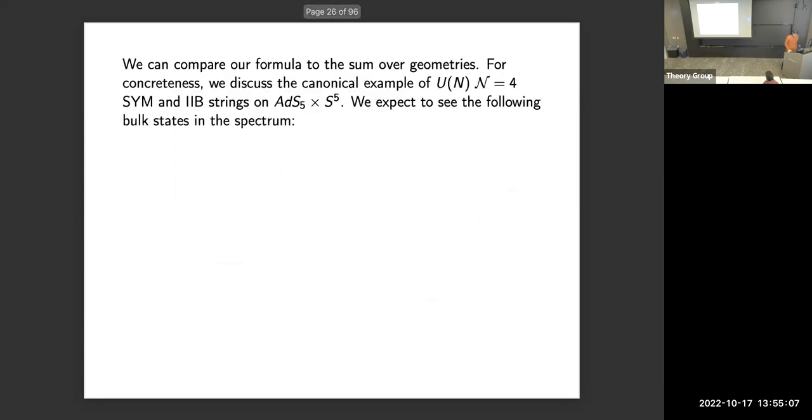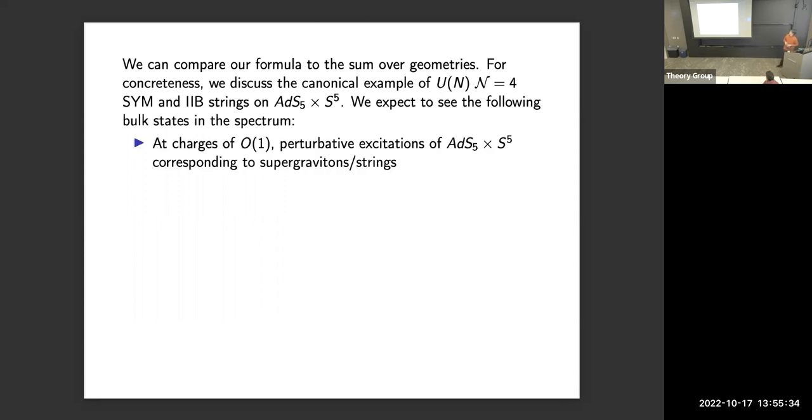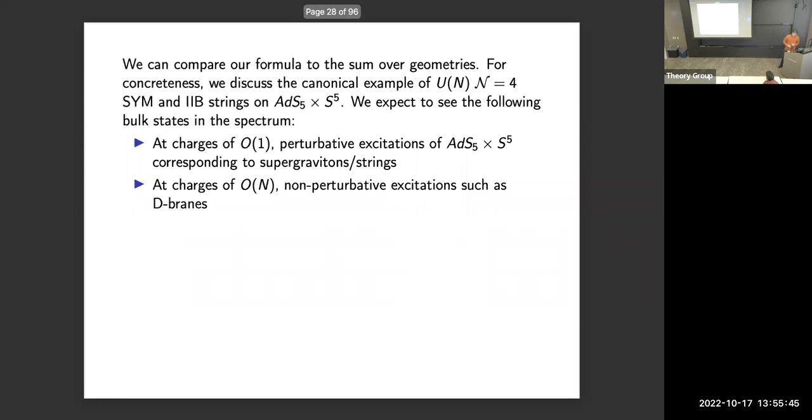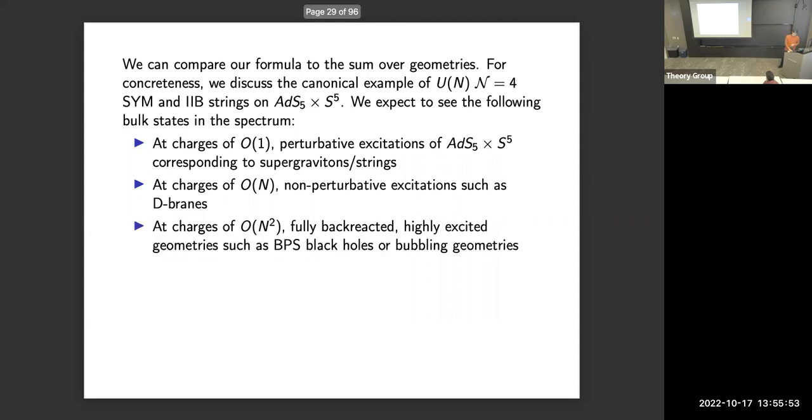So we can compare our formula to the sum over geometries. And for concreteness, we'll discuss the canonical example of U(N) N=4 super Yang-Mills and type IIB strings on AdS5 times S5. We expect to see the following bulk states in the spectrum. At charges of order 1, perturbative excitations of AdS5 times S5 corresponding to supergravitons and strings. And at charges of order n, you expect to see non-perturbative excitations such as D-branes. And at charges of order n squared, one expects to see fully back-reacted, highly excited geometries such as BPS black holes or bubbling geometries.